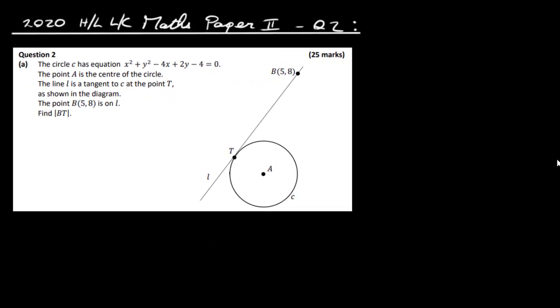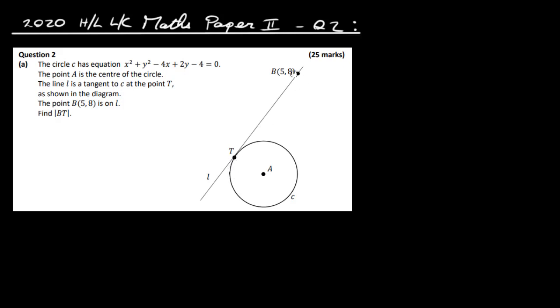Okay, so now we're going to look at the 2020 Higher Level Leaving Cert Maths Paper 2, question 2. So we have a circle C. It has equation x squared plus y squared minus 4x plus 2y minus 4 equal to 0. The point A is the center of the circle, so we have the point A here. The line L is a tangent to C at the point T, as shown in the diagram.